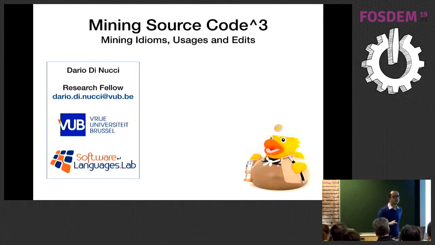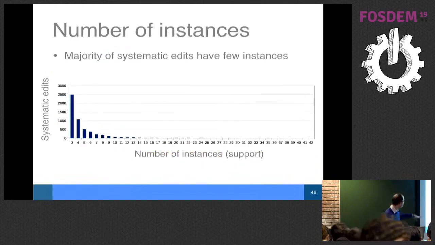Actually, this is a nice question, and this is what we would like. It's the final goal of this kind of study: to understand if there are some best practices that you can apply everywhere. But what you have to understand is that in most cases, for systematic edits, you have a really small number of instances. For example, we saw that for 2,500 systematic edits, you have only 3 instances. So this cannot be a best practice.